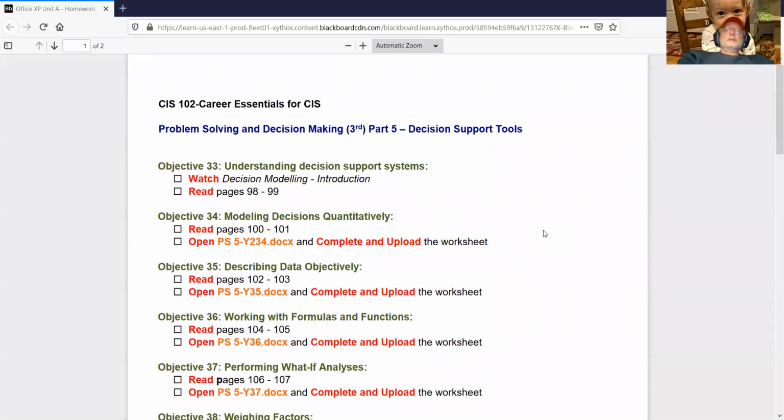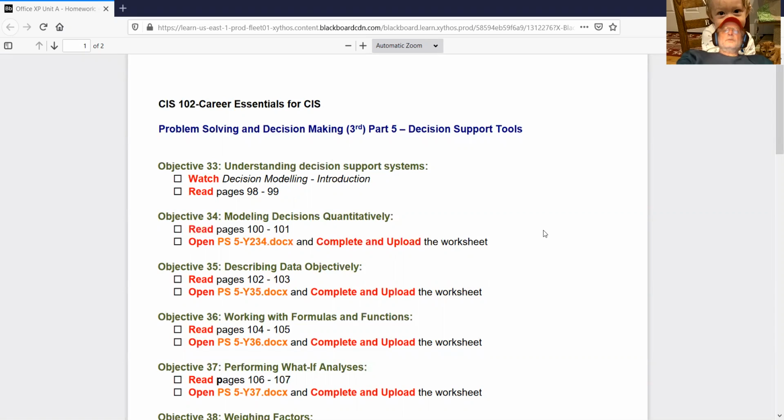Starting with Objective 33, understand decision support systems. Well, there are a number of systems. Most of them, again, are technology or computer based, and some deal with quantitative, meaning numbers. Now, I would say that most decision makers like quantitative information. They like numbers. You know, if we do this, 75% success rate is possible. Well, that's fairly reasonable. So the numbers play a key role.